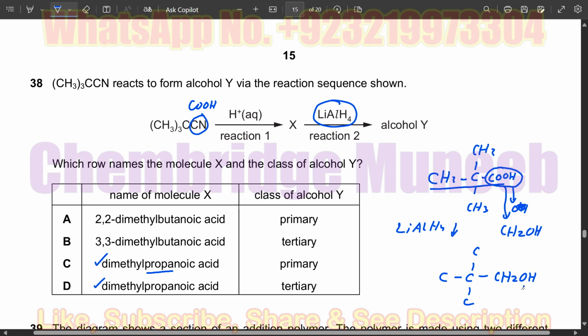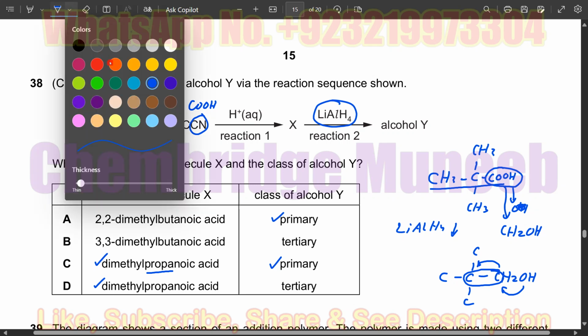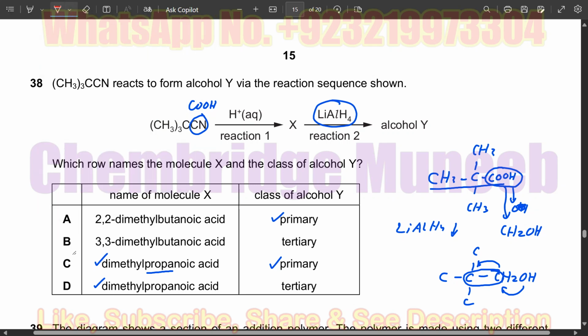So the alcohol is bonded with only one carbon, which is bonded with one further carbon. So this is the case of the primary alcohol. This carbon is bonded with only one carbon over here, which has the OH part on it. So primary alcohol is present there. So the option C is the right answer.